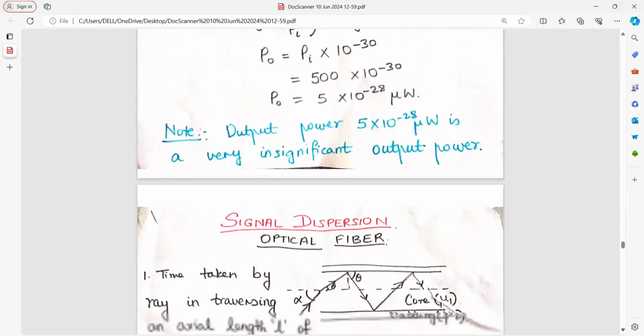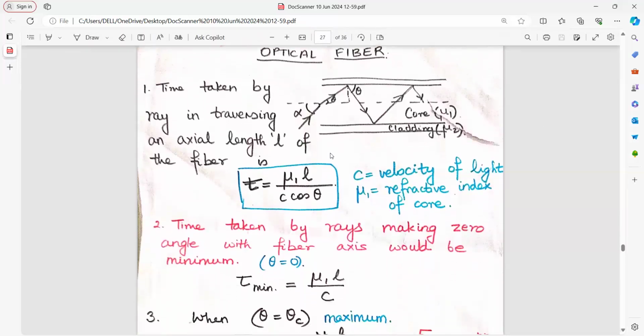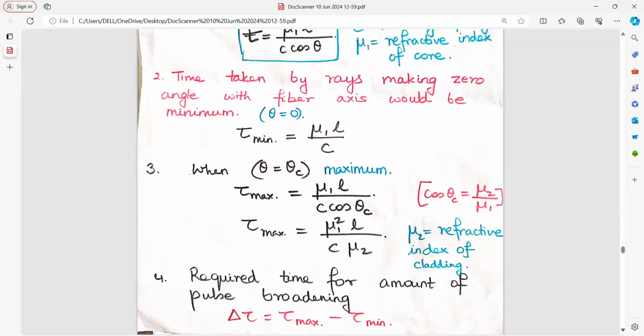But now these numericals for signal dispersion are for the higher university level course, but you can just have a look. Time taken by ray in traversing an axial length of fiber is T equal to mu1 L upon C cos theta, where C is velocity of light, mu1 refractive index. Time taken by rays making zero angle with fiber axis would be mu1 L upon C. When theta is equal to theta C, the maximum case is going to occur. Time taken will be this much.